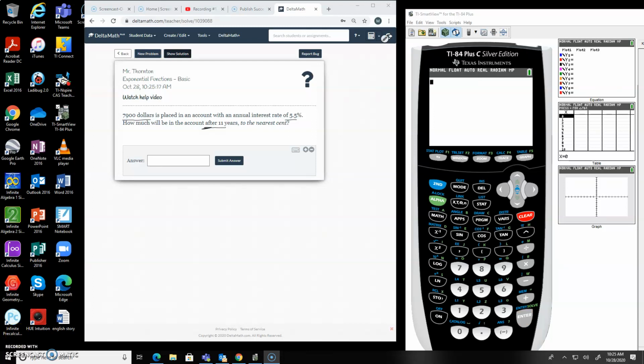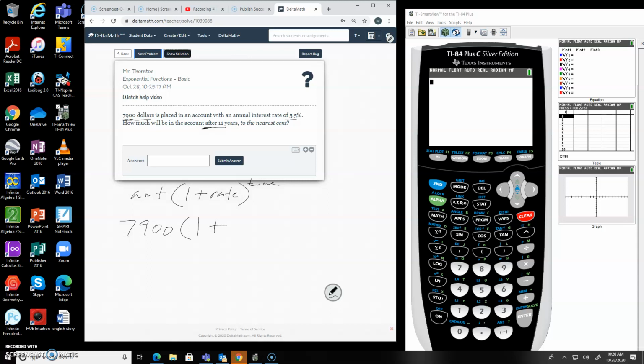All right, we got another problem. So again, our formula is the amount times 1, and here, since it's a bank account, money's growing, plus, then our rate, and then our time is the exponent. Okay, so $7,900 is our amount we're putting in.